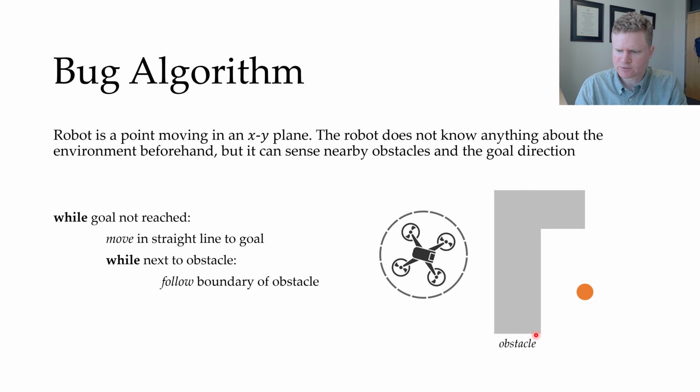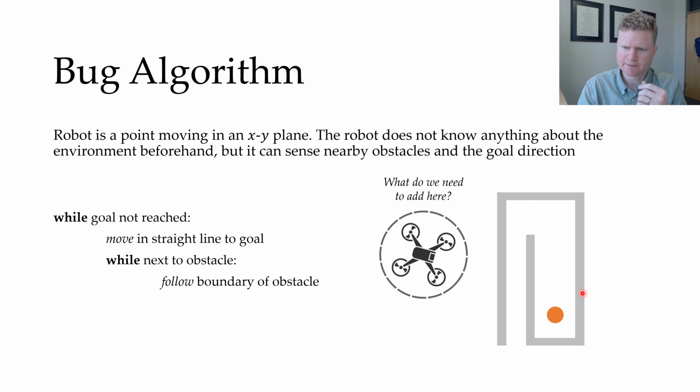It traces along the obstacle until it realizes, okay, there's no obstacle in front of me. I can start trying to move towards the goal again. And I'll start following a straight line again towards that goal. And I'll just repeat this process until I eventually reach the goal. This would be a very simple bug algorithm. It turns out, though, that this algorithm has some failure cases. I can show you that in the next slide.